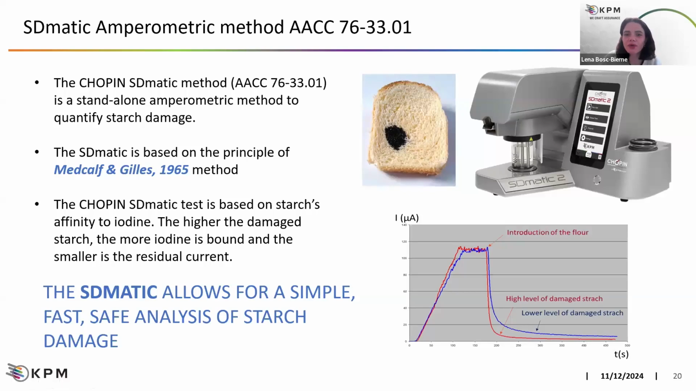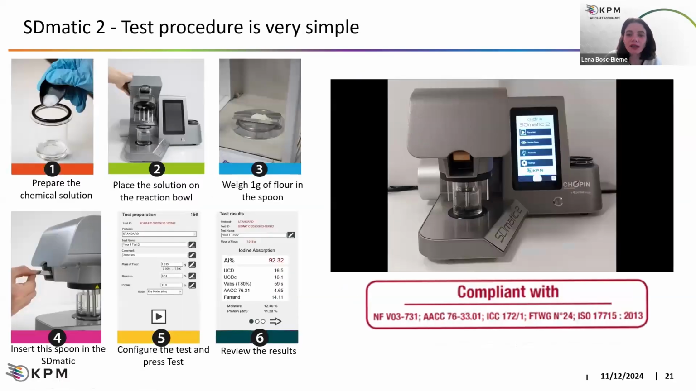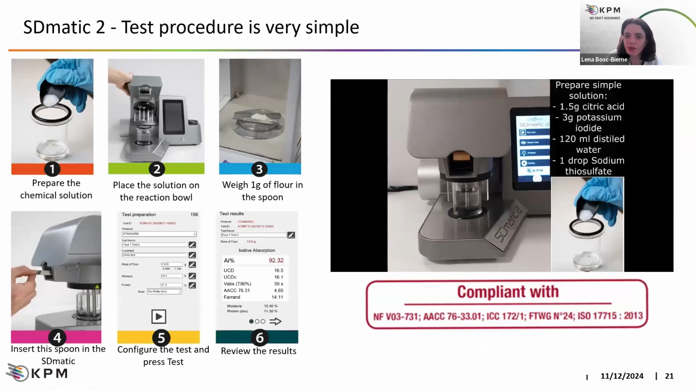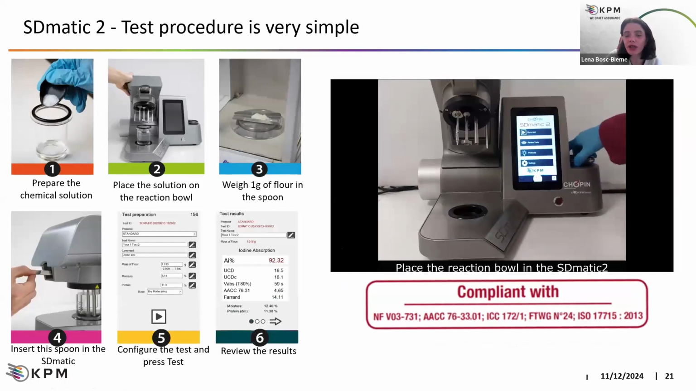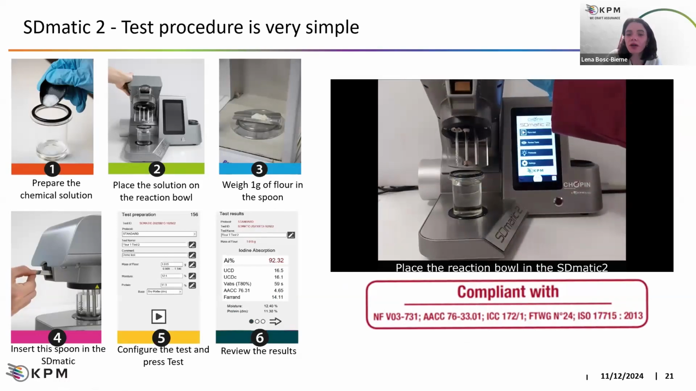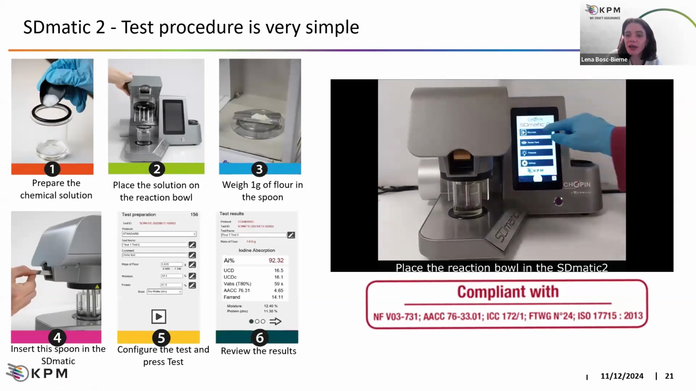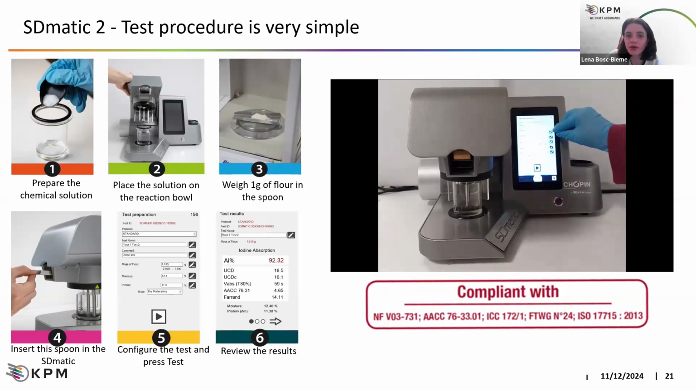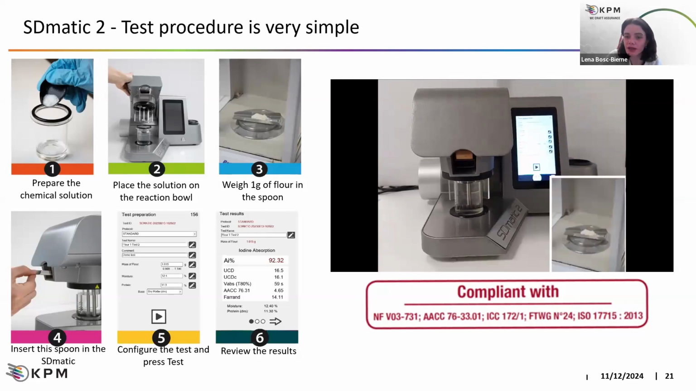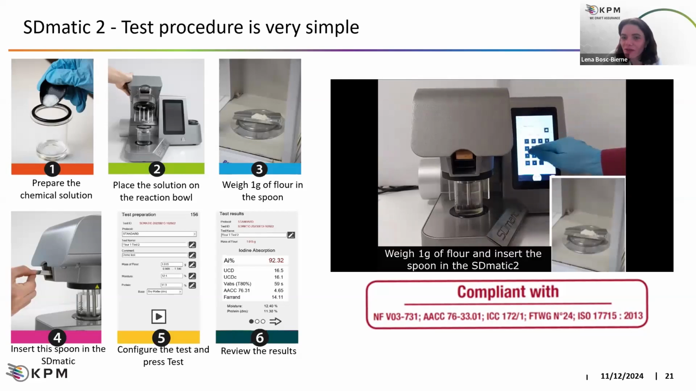And that lasts about 15 minutes to perform. It's actually very straightforward to make the test. It's very simple. You just have to prepare a simple chemical solution: 1.5 grams citric acid, potassium iodide, distilled water, and 1 drop of thiosulfate. You place a reaction vessel with the solution in the SDmatic 2. You configure your tests. You enter your flour weight. You just have to weigh 1 gram of flour.